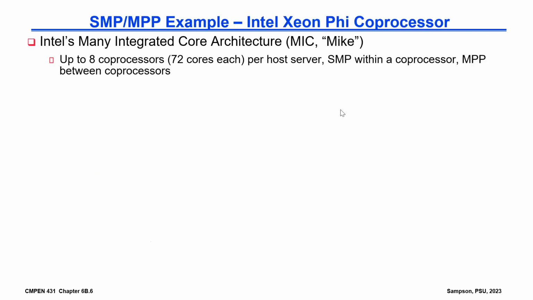Okay, so let's give an example of something that works on something more like a message passing model. So this is the Intel Many Integrated Core architecture, the MIC.